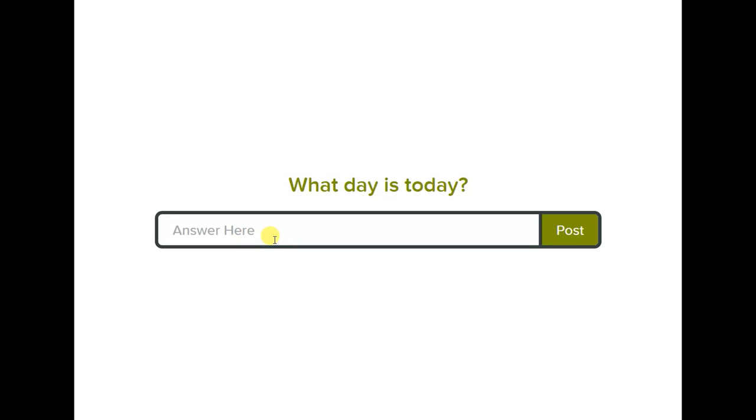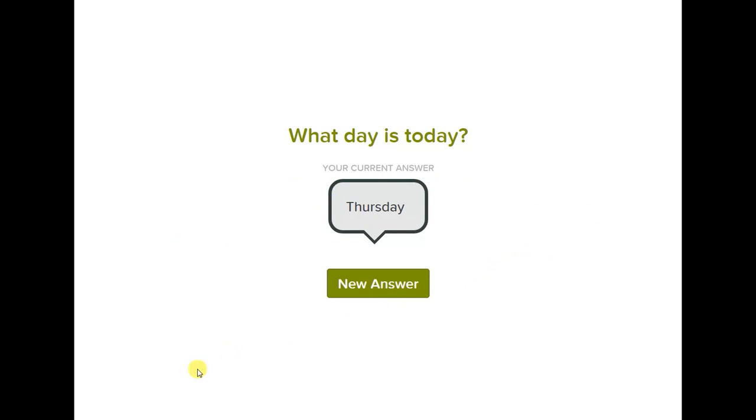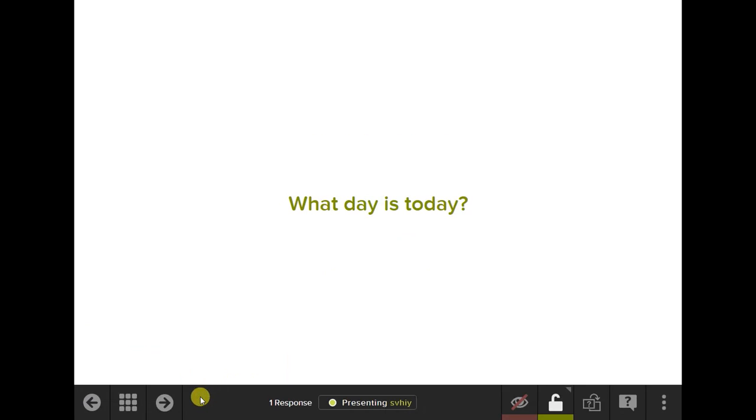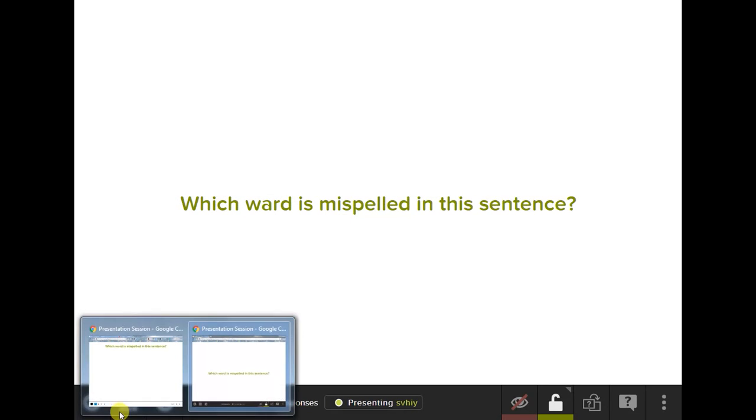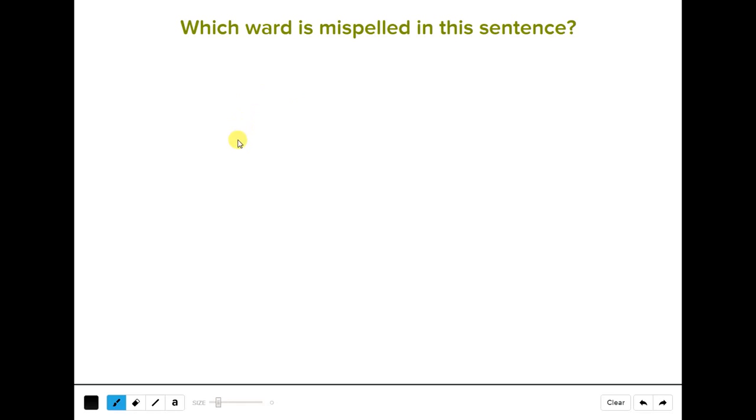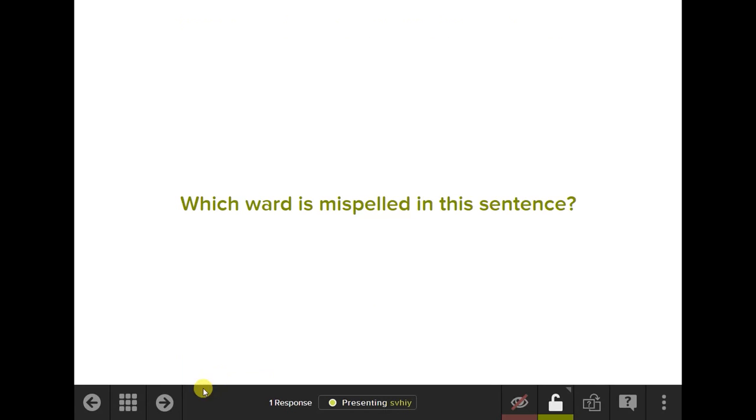Students here have to give a short answer. So you can have students type in their answers if that's what you wish. Another thing you can do is have students draw. So here you see the sentence, and in the students section they can draw an arrow to the incorrect word or write the correct spelling of the word. But it's very simple, and you can allow students to do those sorts of things.